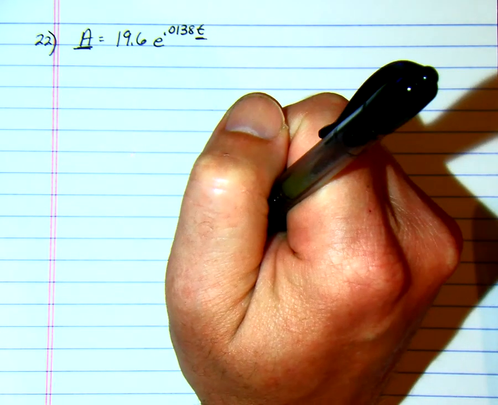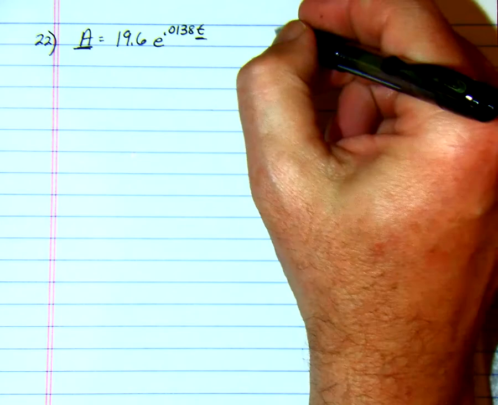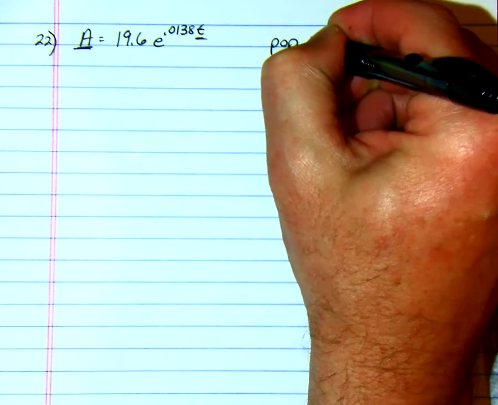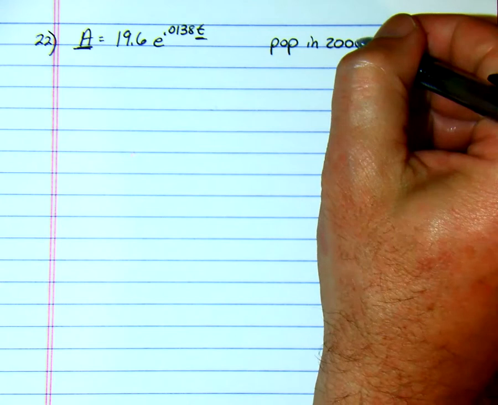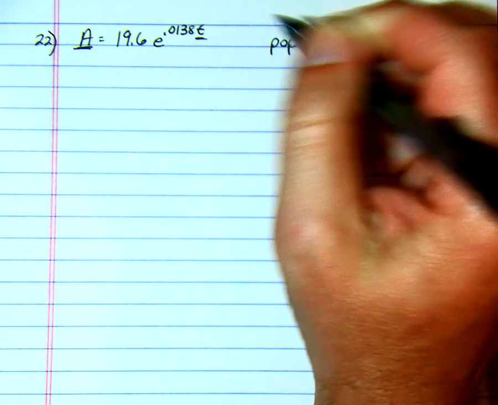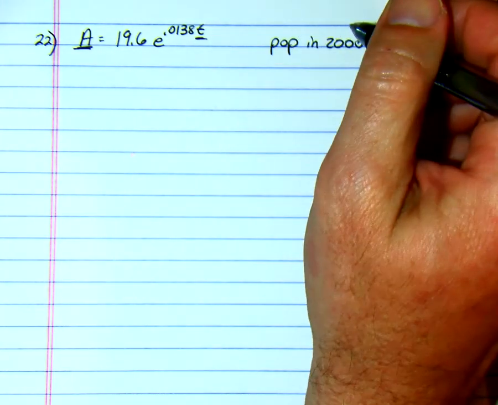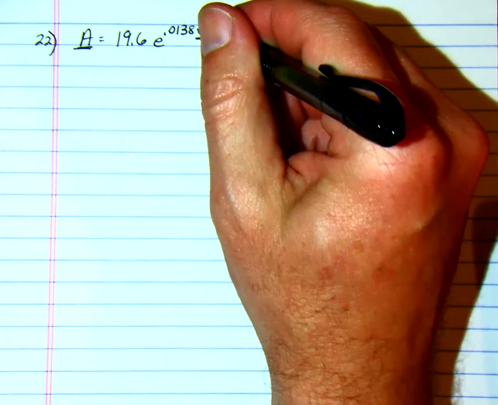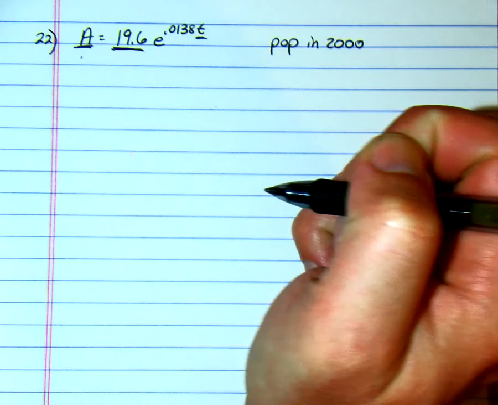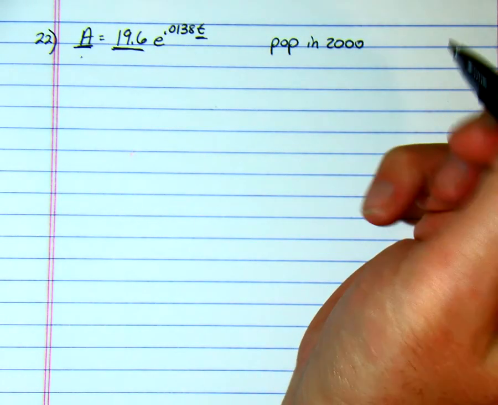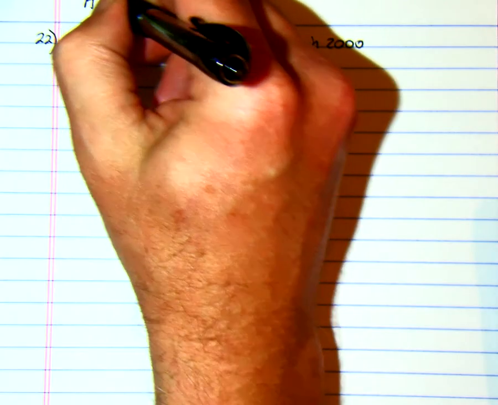Okay, so we have two questions here. One is the population in 2000. If T represents the years since 2000, that means 2000 is 0 years since 2000, so we're going to put a 0 in for T. In reality, we could just jump straight to that because that's my beginning amount, right?